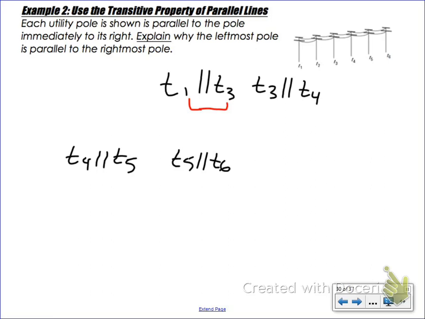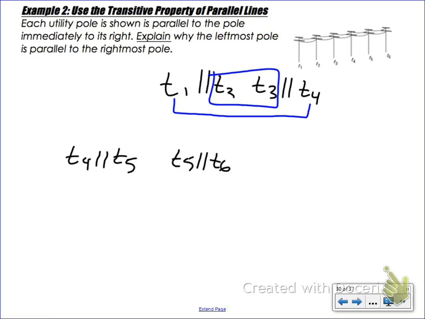And then I can go ahead and take this a step further. So T1 is parallel to T3. Well, T4 is also parallel to T3. And again, since both of these lines are parallel to the same line, I can say that T1 and T4 are parallel to each other. So you can see where this is going. So T1 is parallel to T4.